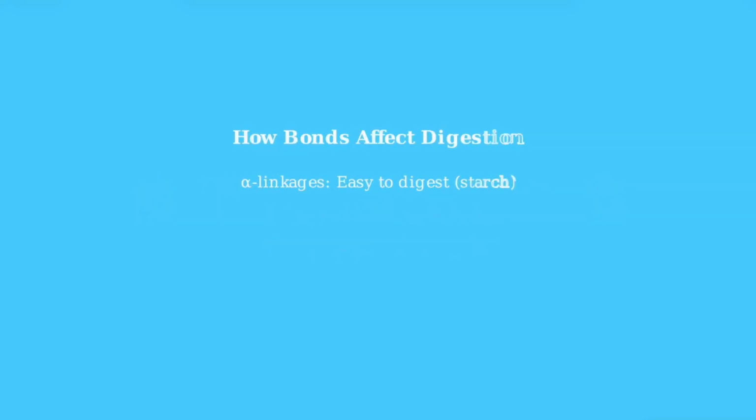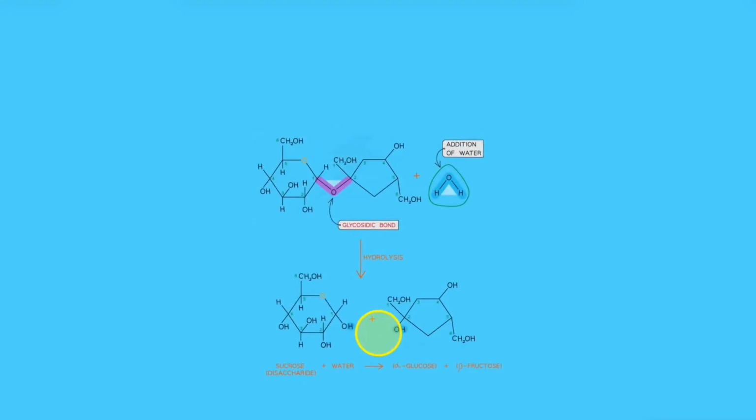The type of glycosidic bond determines how easily we can digest carbohydrates. Alpha linkages, like in starch, are easy for our bodies to break down. Beta linkages, found in cellulose, are much harder to digest, which is why fiber passes through our system mostly unchanged. To break these bonds, our bodies use hydrolysis, adding water back to separate the sugars. This is how we digest disaccharides like sucrose into glucose and fructose.